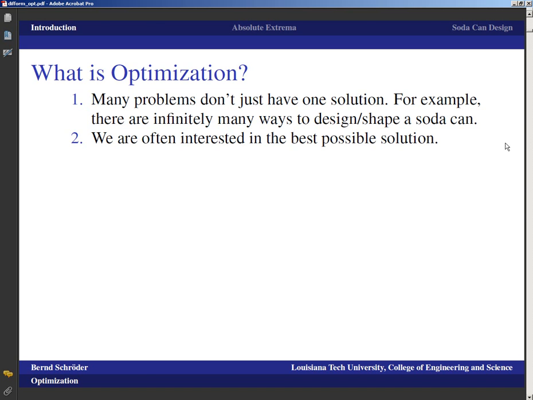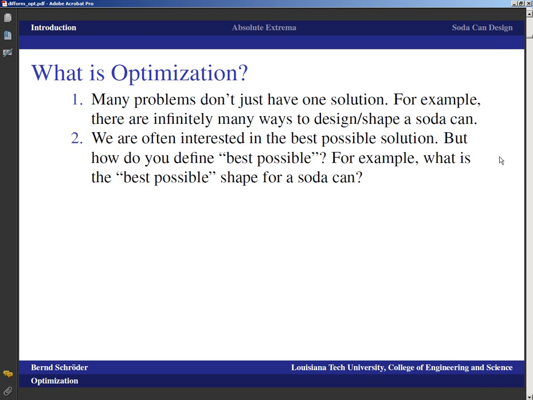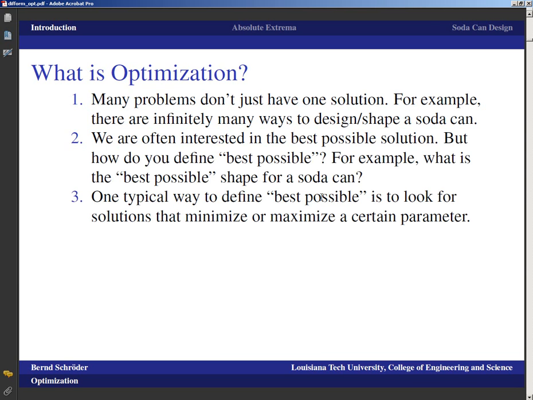Well, what we're then often interested in is among all these possibilities, we'd like to have the best possible solution. And how do you define what best possible is? Well, it depends on the context. But for example, when we're looking at the best possible shape for a soda can, well, then a typical way to define best possible would be to look for solutions that minimize or maximize a certain parameter.